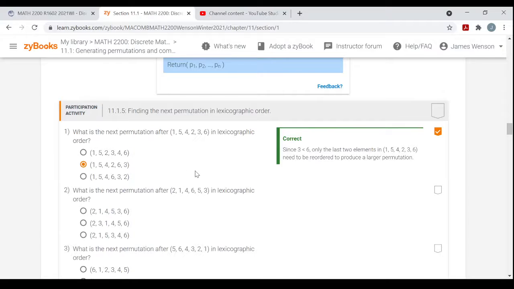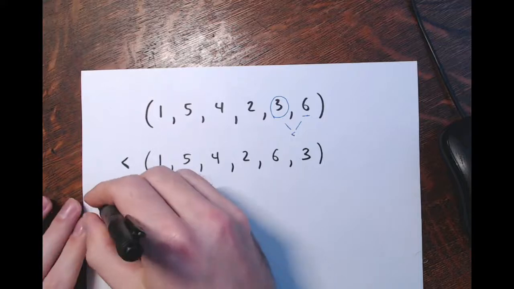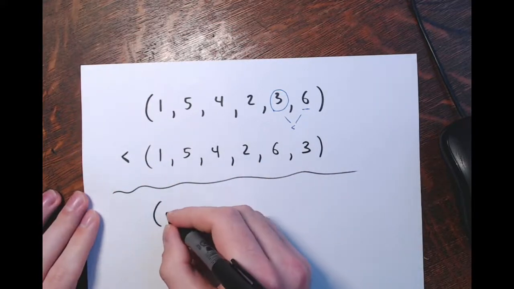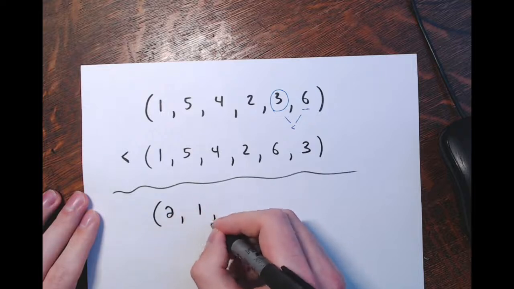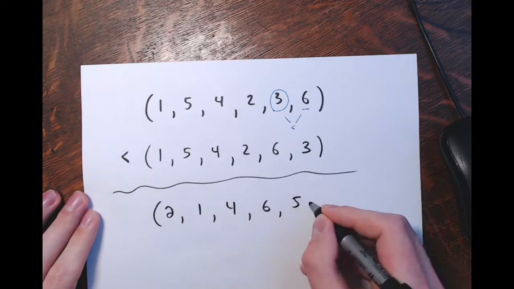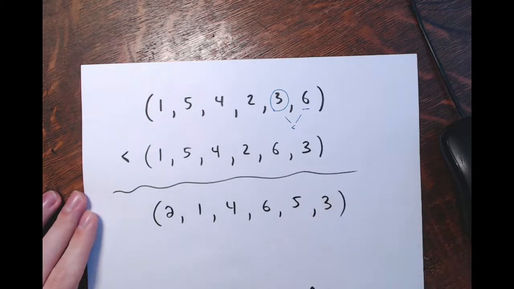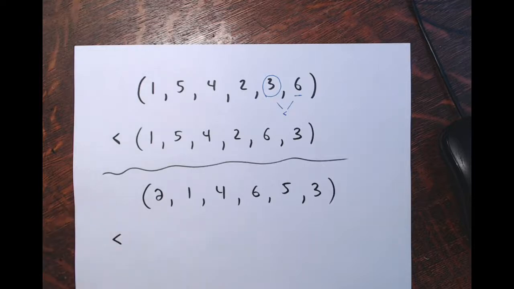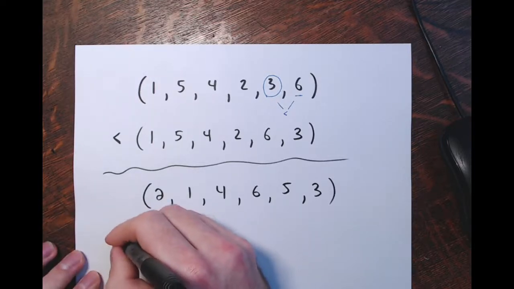All right, so let me do that again. The next one is another 6 tuple. So 2, 1, 4, 6, 5, 3. All right, and again, what would be the next highest? Well, let me save that for later.